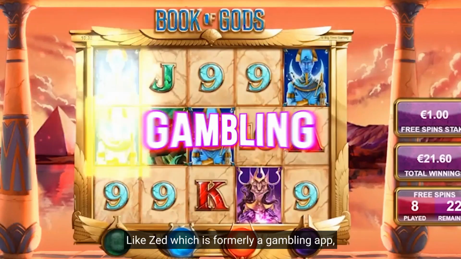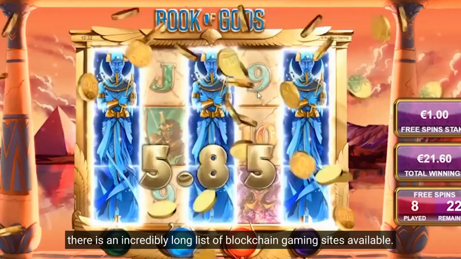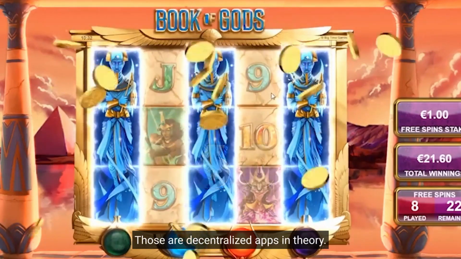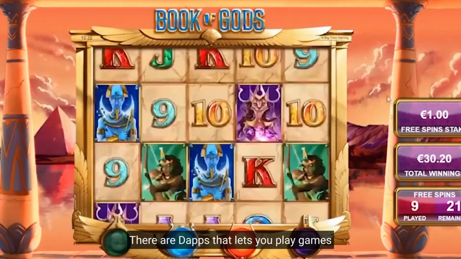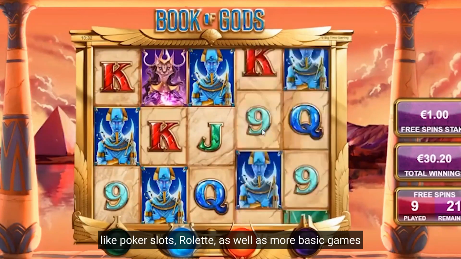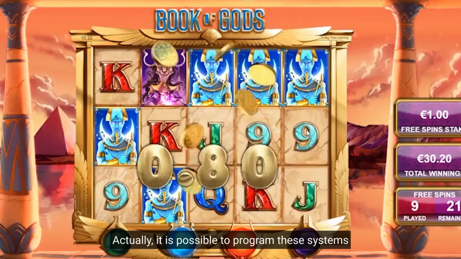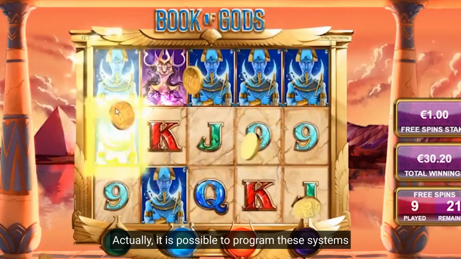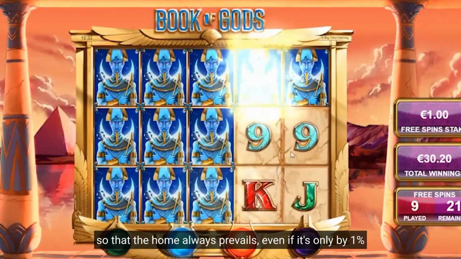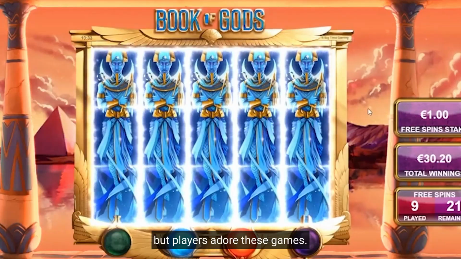Like Zed, which is formerly a gambling app, there is an incredibly long list of blockchain gaming sites available. Those are decentralized apps in theory. There are dApps that let you play games like poker, slots, roulette, as well as more basic games like tossing a coin or rolling a dice. Actually, it is possible to program these systems so that the house always prevails, even if it's only by 1%. But players adore these games.